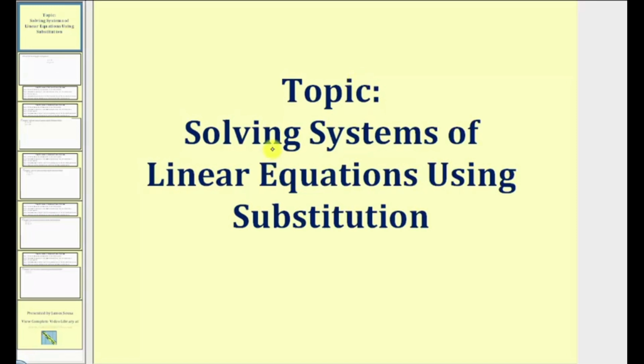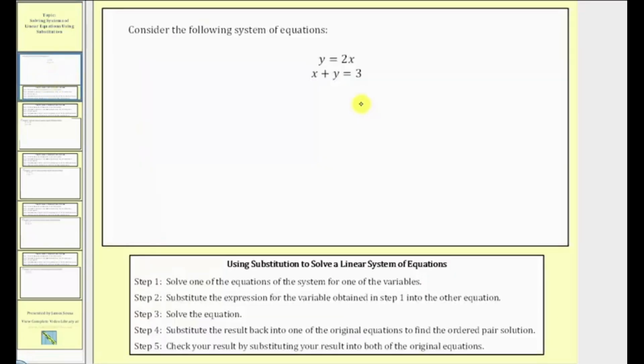Welcome to a lesson on solving systems of linear equations using the substitution method. The substitution method is an algebraic technique for solving a system of equations. It's important that we have algebraic techniques for solving a system because sometimes graphing is impractical. The substitution method gets its name because we perform substitution in order to solve the system.